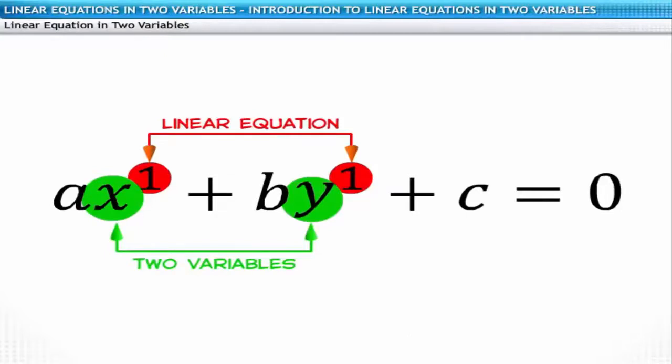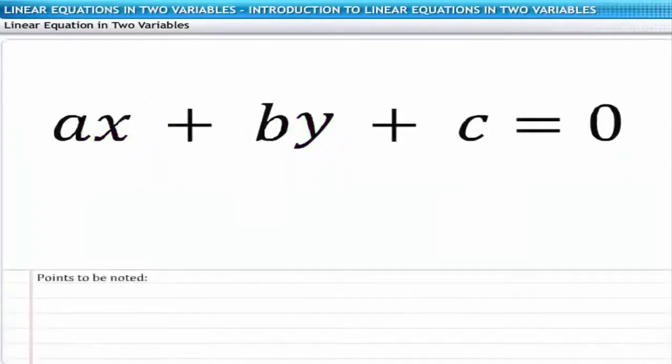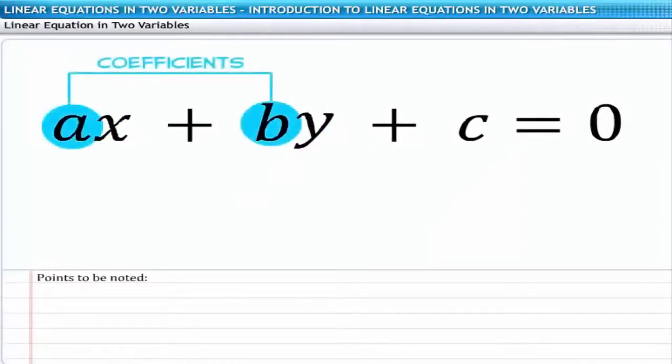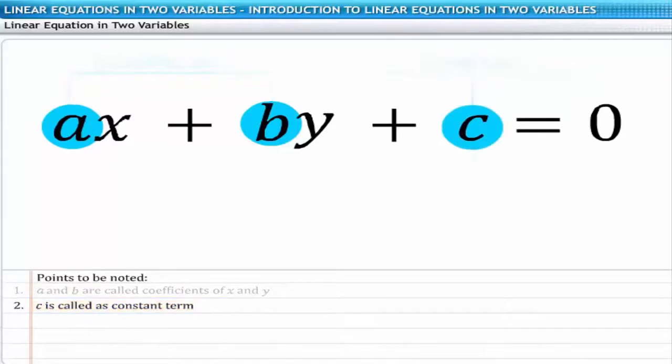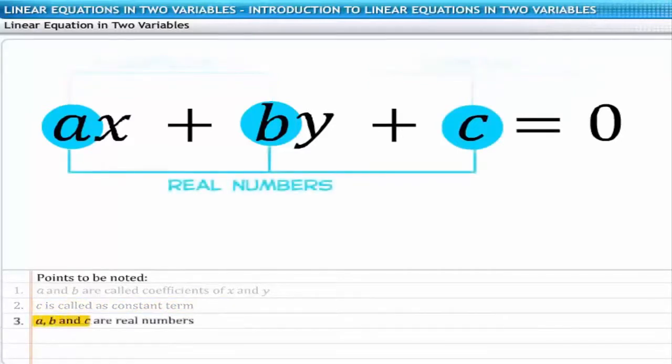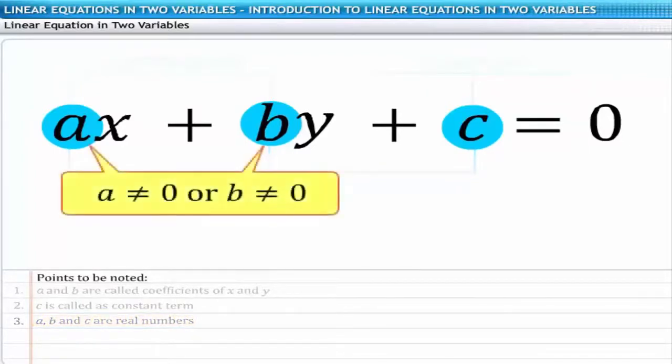Here are some points regarding the linear equation in two variables. A and b are called coefficients of x and y. C is called a constant term. A, b and c are real numbers. And in a given linear equation, both a and b should not be equal to 0.